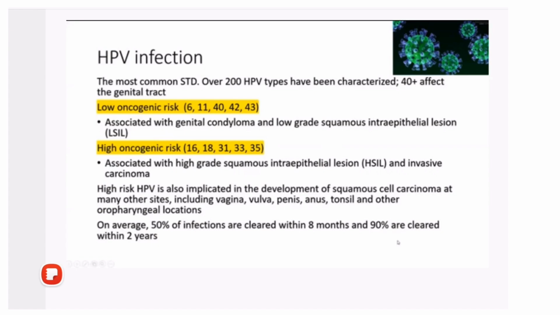So what are these infections and what are the relevant ones? There are over 200 HPV types, but what are we looking for? We are looking for low and high oncogenic risk. What is oncogenicity? It is the capability to develop cancer. So cancer developing capability is called oncogenicity. In clinical practice, we go for 16 and 18 mostly, but 31, 33, 35 are to be looked for.